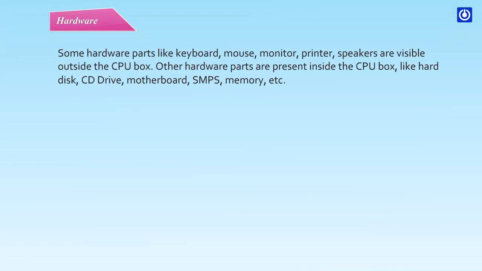Some hardware parts like keyboard, mouse, monitor, printer, speakers are visible outside the CPU box. Other hardware parts are present inside the CPU box like hard disk, CD drive, motherboard, SMPS, memory, etc.